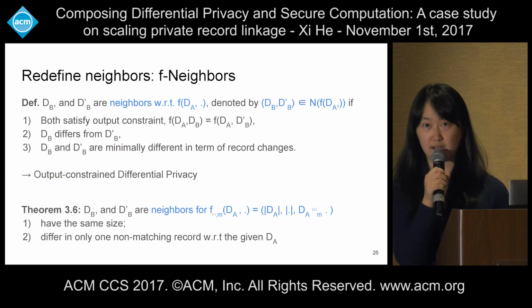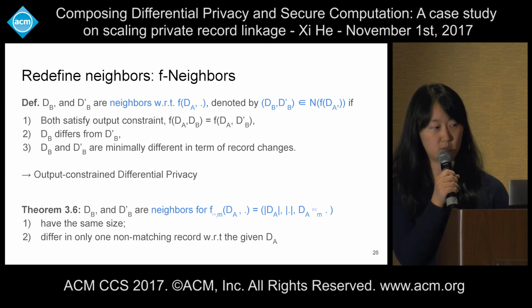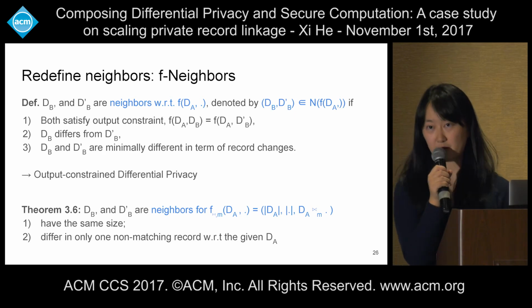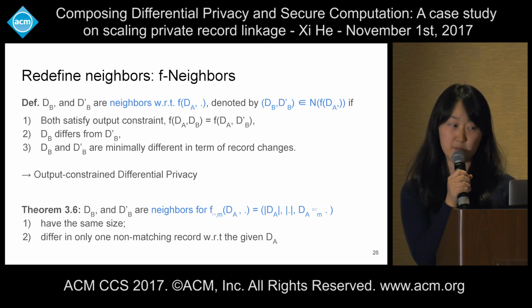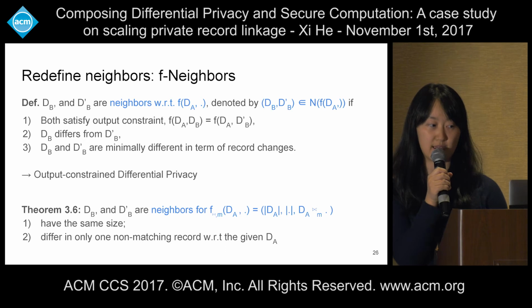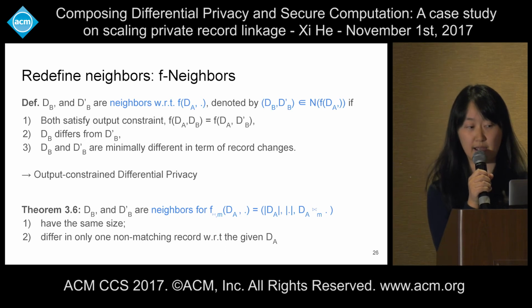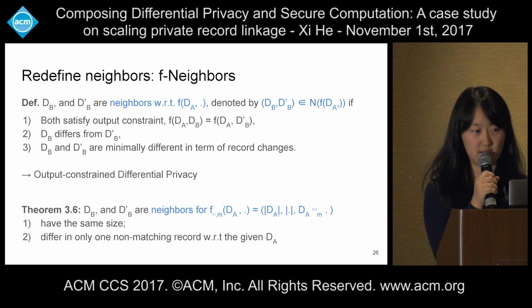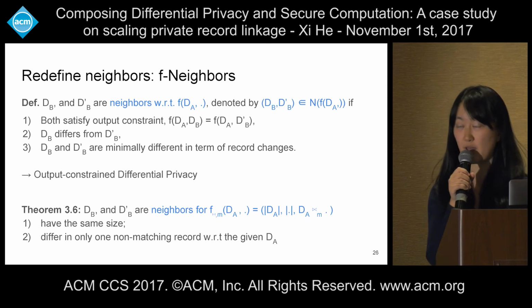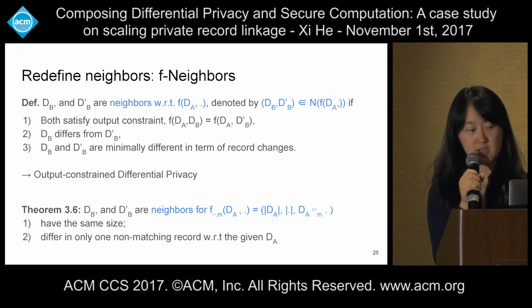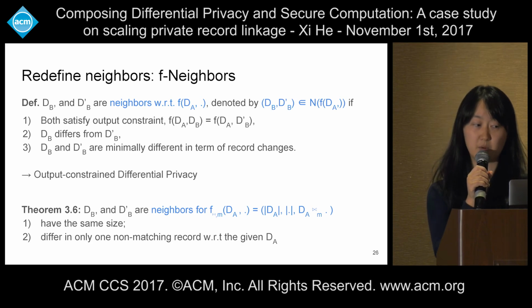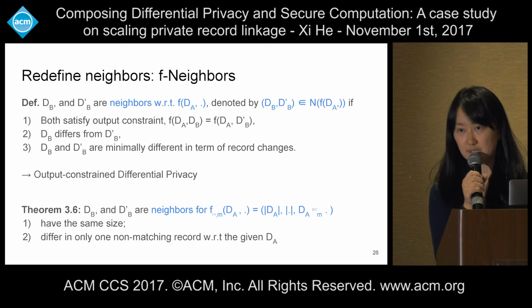So given these two different sets of neighbors, one idea is just to redefine neighbors with a given function. We call this F neighbors. And the definition is described as follows. DB and DB prime are neighbors with respect to a given function F and DA. First, both need to satisfy the output constraint, which is F(DA, DB) equals F(DA, DB prime). They have the same output. And the second condition is that DB and DB prime are different. And lastly, very importantly, DB and DB prime differ minimally in terms of record changes.